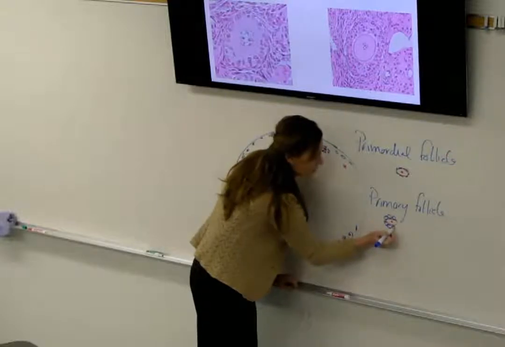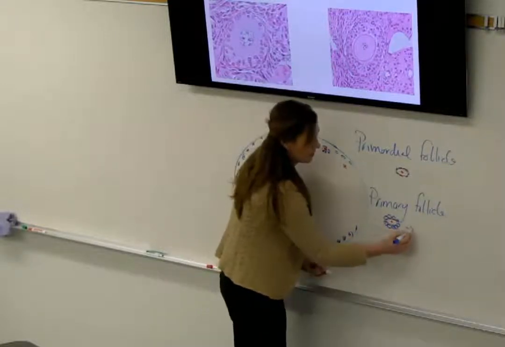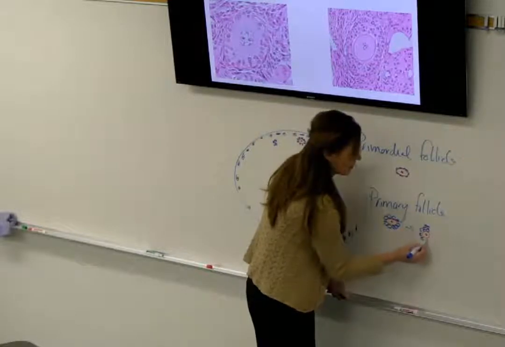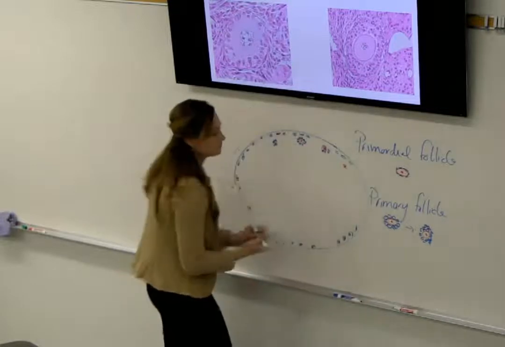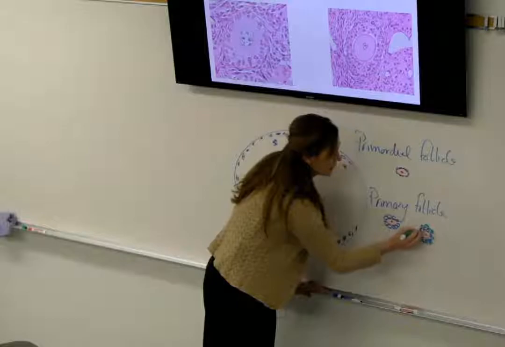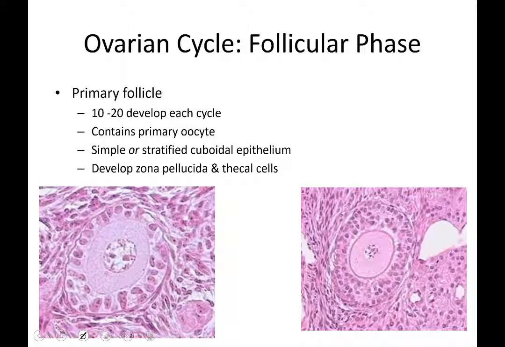They go from a simple layer of one layer, and then they can move over and become stratified. And it becomes a thicker layer of cells on the outside. And in fact, some of these cells start to develop. So I'm going to add another color. So these are primary follicles.